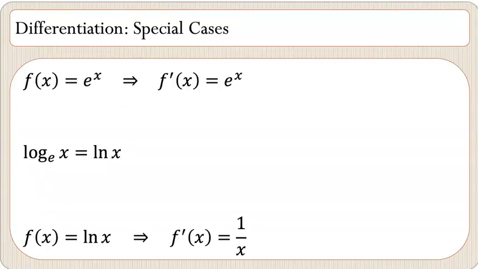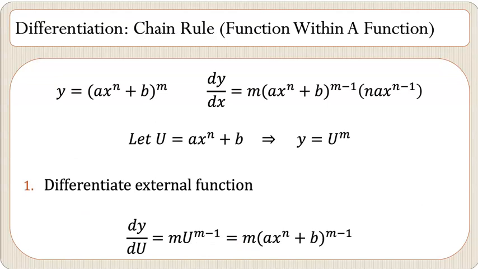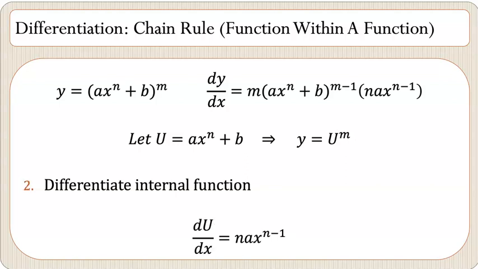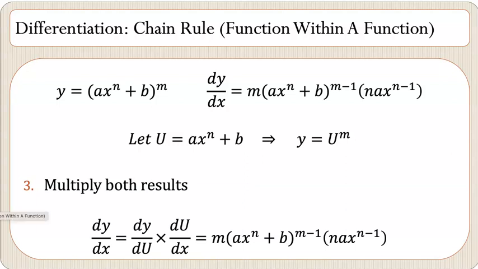Also, we have to know our special cases. Right, when we differentiate e to the x, we simply get e to the x. If we differentiate ln x, we get 1 over x. Right, so those are our special cases. Right, so we won't be doing quotient rule or product rule. But we're doing the chain rule.